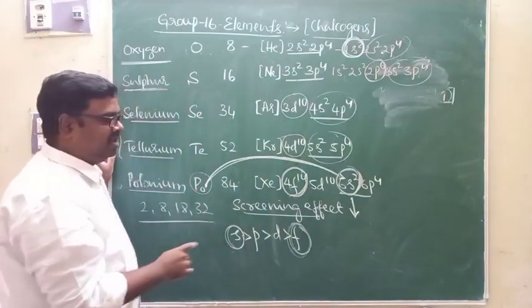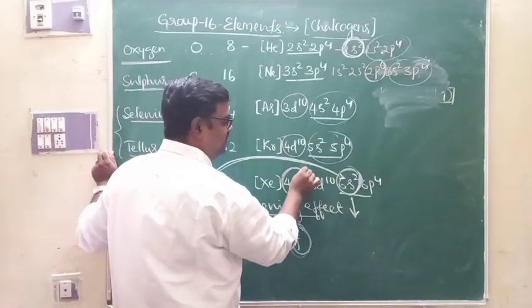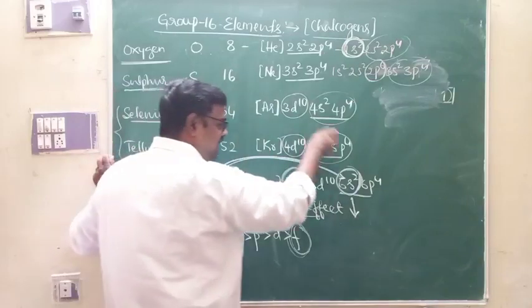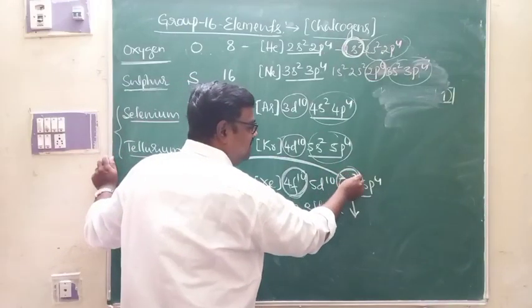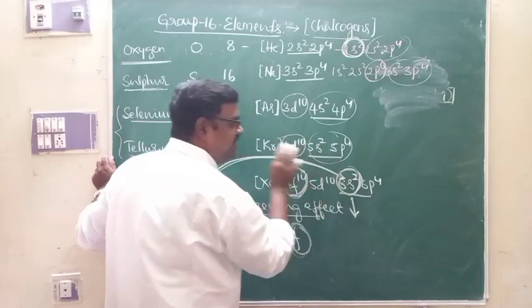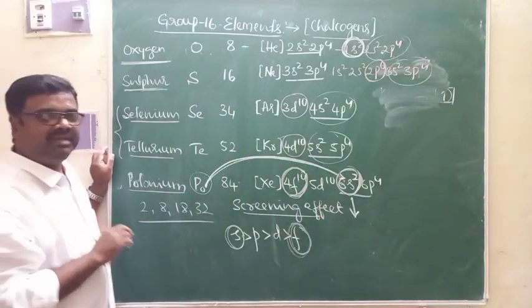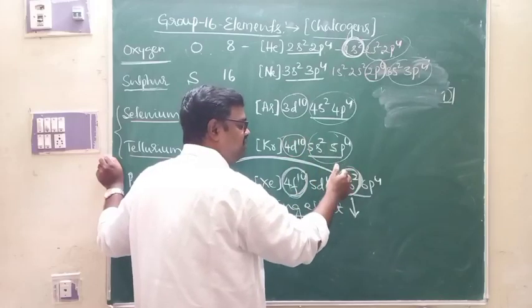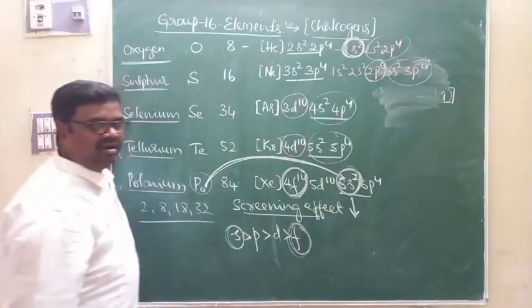The shielding effect of f electrons will be very, very less. Therefore, the nucleus of polonium strongly attracts s electrons. Therefore, these two electrons present in 6s do not take part in bonding. And of course, it is very difficult for you to remove those two electrons.